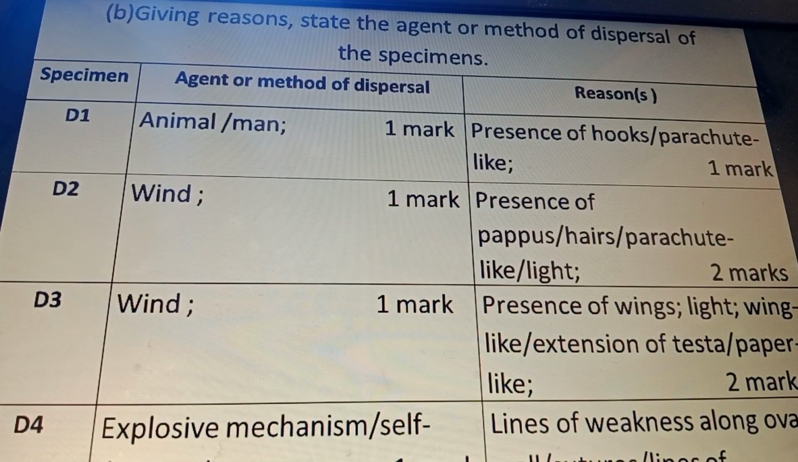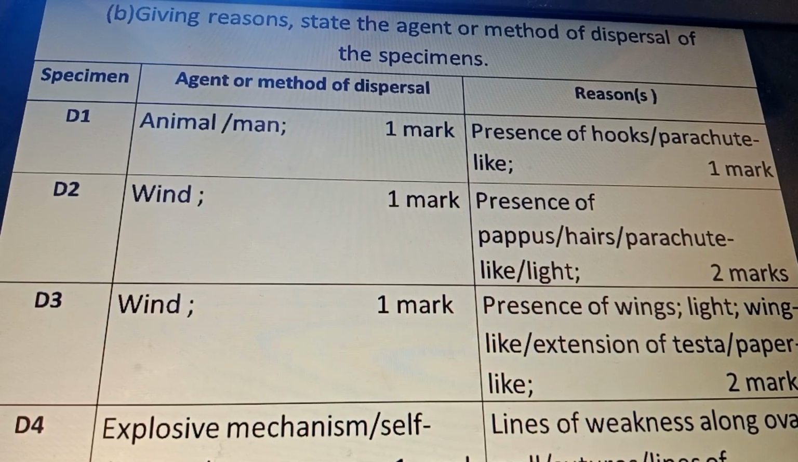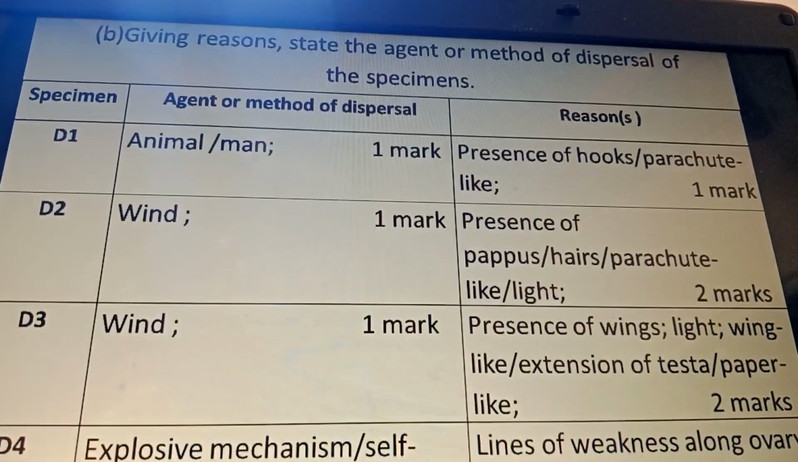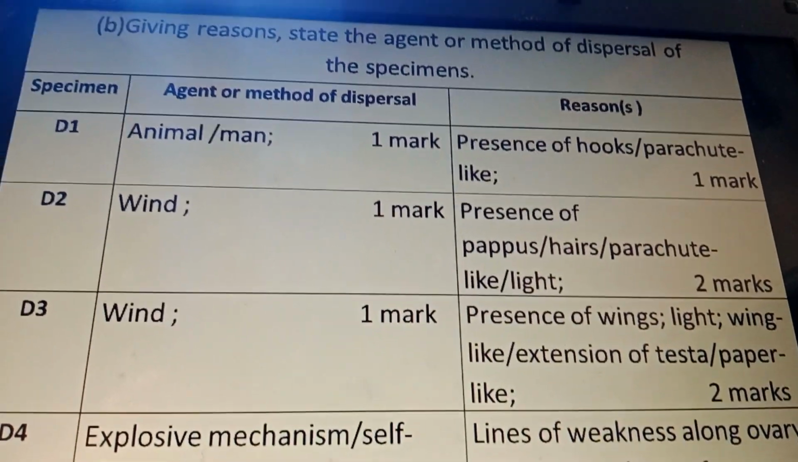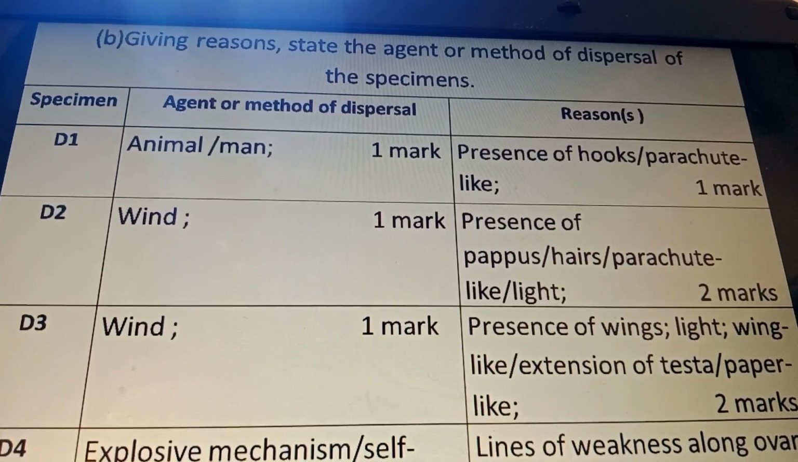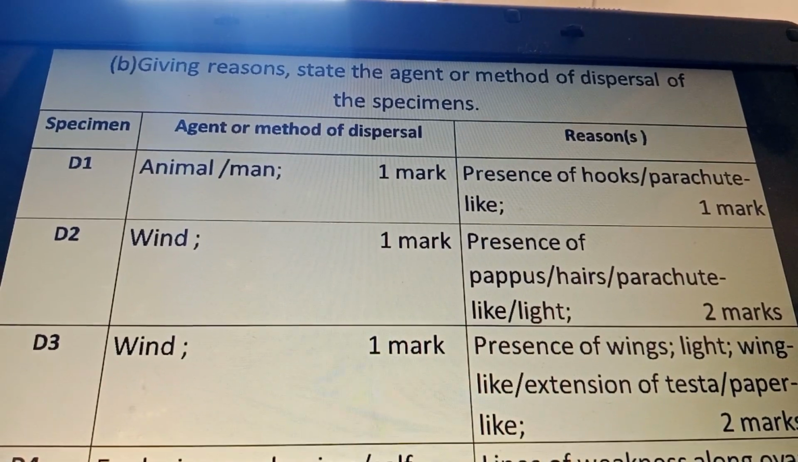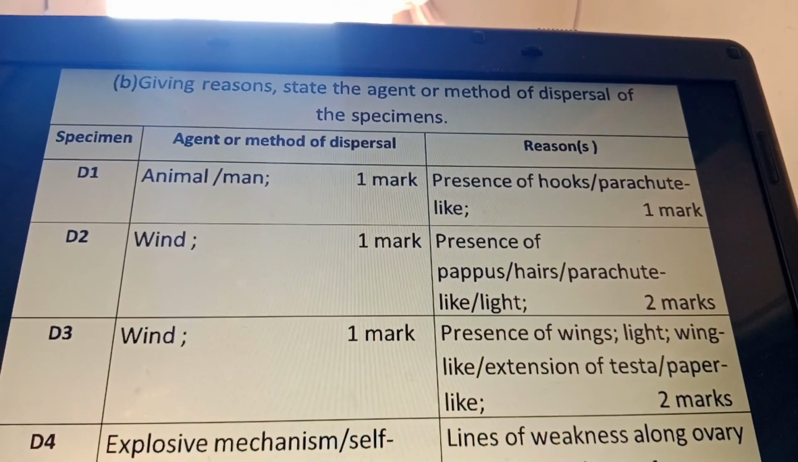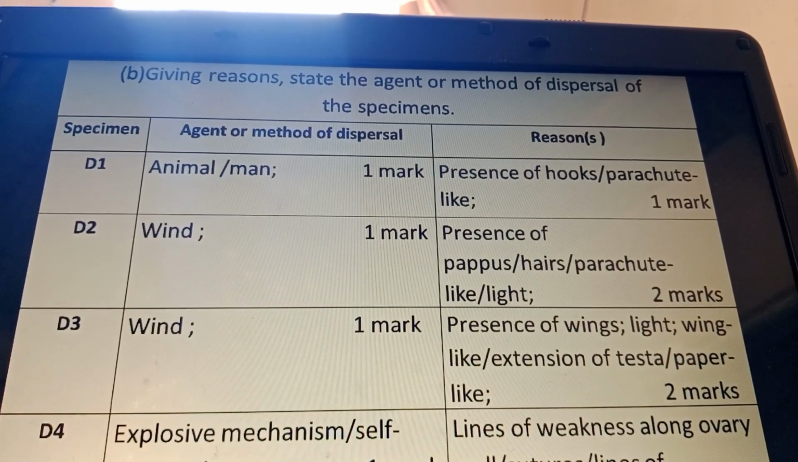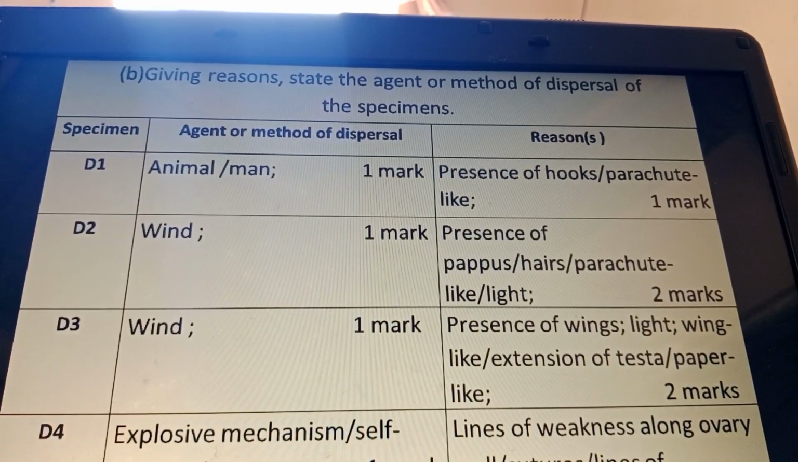So there is a table there giving reasons, state the agent or method of dispersal of the specimens. So let me adjust this camera because the camera today is having issues. All right, so that you can see, guys. All right, I think that is good at there.